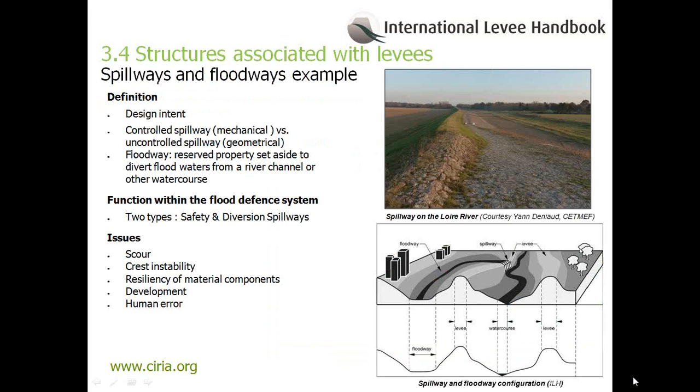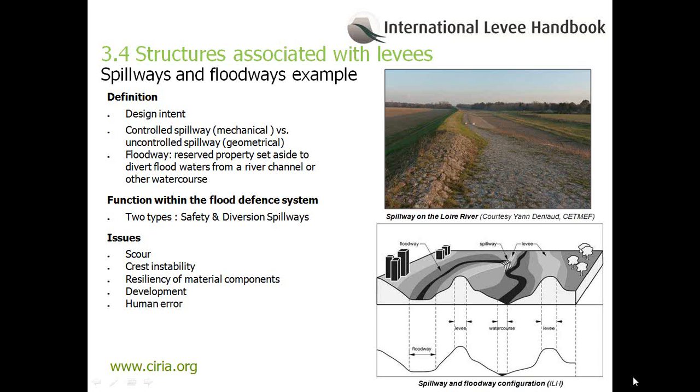An example of content within section 3.4 of the handbook is under spillways and floodways, which again includes first a definition. The spillway is a structure designed to provide a controlled release of water from one area to another, either over the structure or through it, and most often spillways release floods to prevent overflow or damage to the levee, as with a dam. It can be categorized as either a controlled spillway, mechanical, or an uncontrolled spillway, geometrical. The floodway is reserved property set aside to divert floodwaters from a river channel or watercourse.